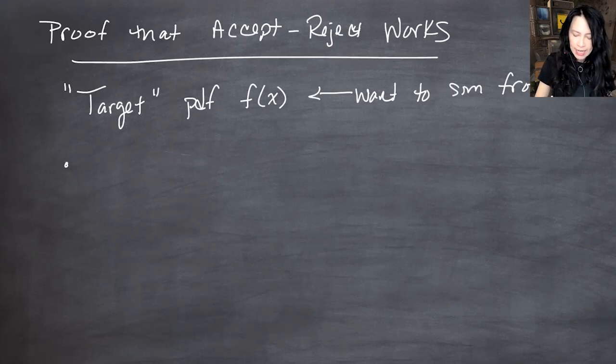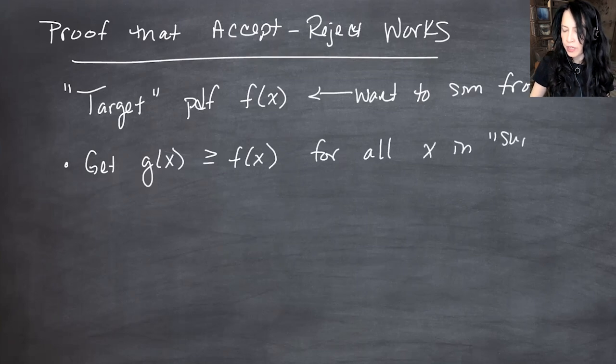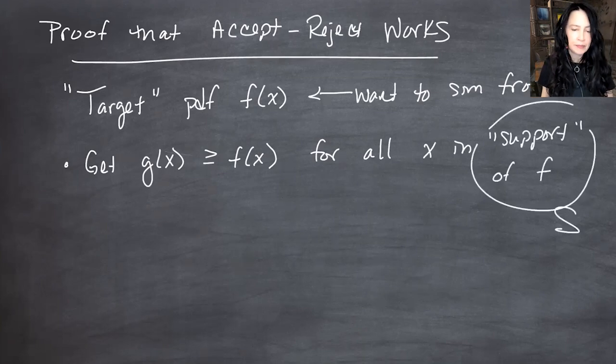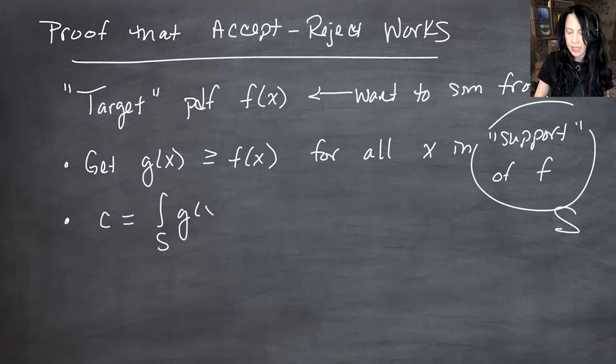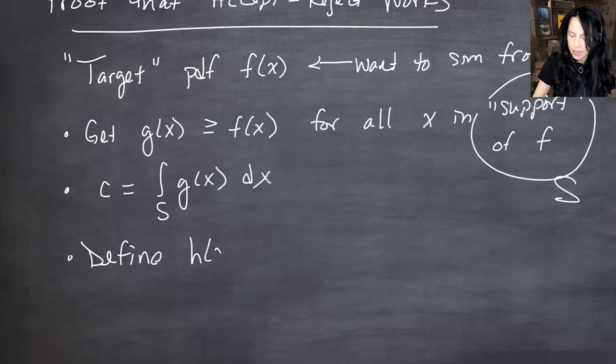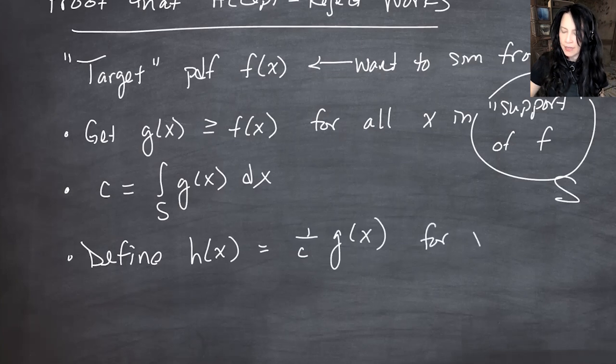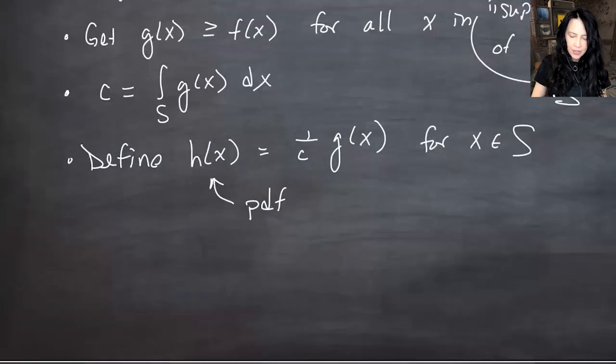So you get a g of x that is above f of x for all x in the support of f, and I was calling this support S. And you compute c, which is the integral over the support of g of x dx, and you define, so this is not the proof, this is me reminding you of the algorithm, you define h of x to be 1 over c g of x for x in this support set, and this one is a valid PDF that integrates to 1. And then you do these steps.